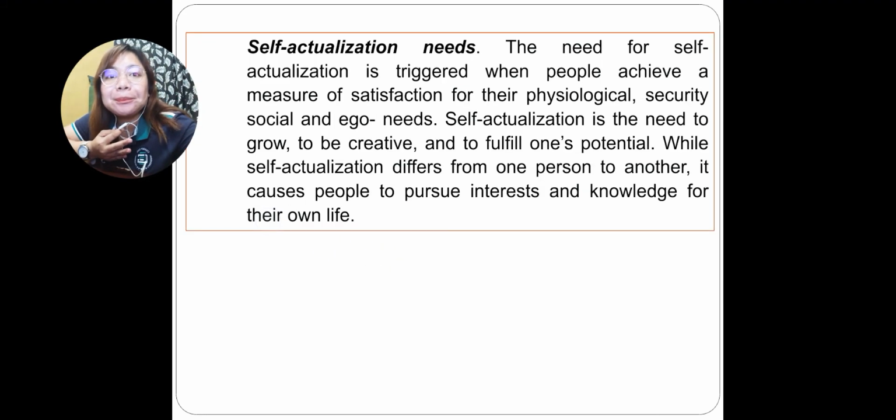Okay? Next, the last is self-actualization. The need for self-actualization is triggered when people achieve a measure of satisfaction for their physiological, security, social, and ego needs. So, class, self-actualization gali ang pinaka-last. And matrigger lang ni siya kung na-achieve mo na to ang apat.